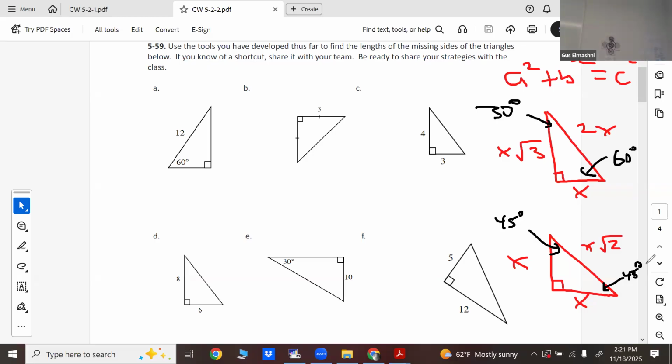Wait, is the base 6 root 3 though? Okay, 12 equals what? 2x. Yeah. So what is x? It's 6. Done. You're overcomplicating it. So for B, what is it? 3 root 2, correct, for the hypotenuse?